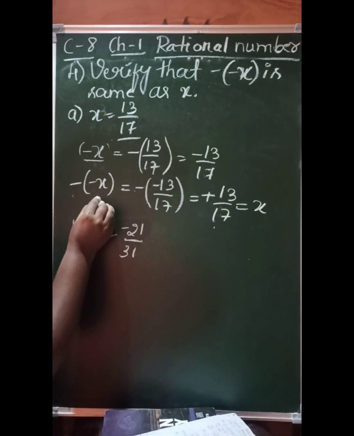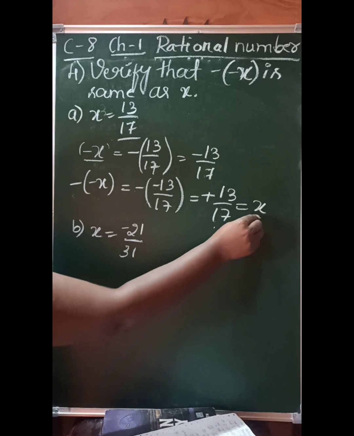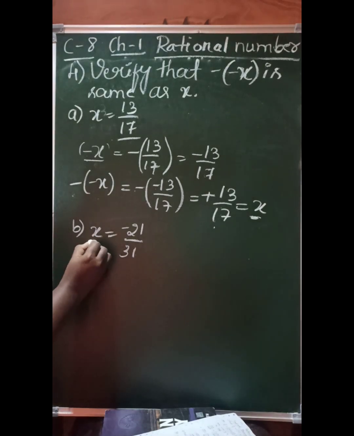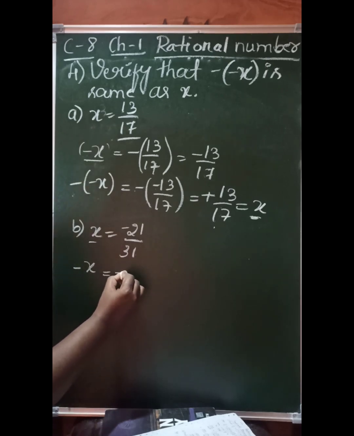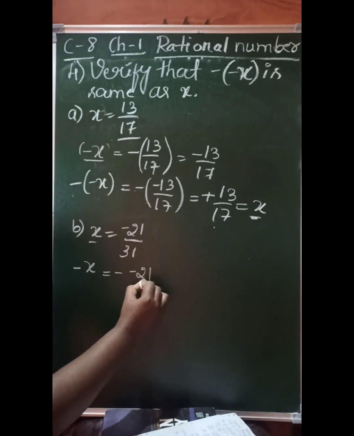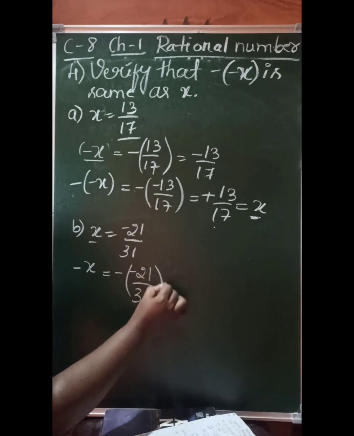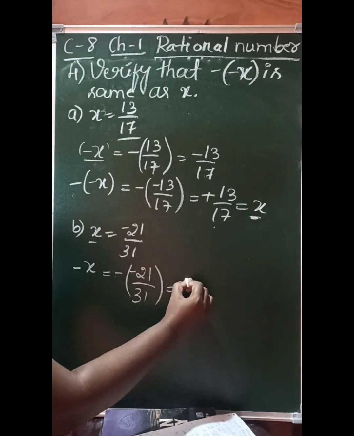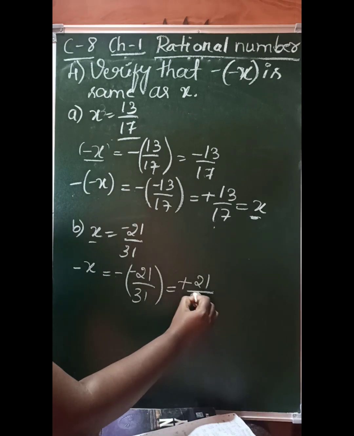Minus of minus x is equal to the value of x. Step by step you have to do, then you will get the answer. Now try to solve the B1. Already x they given, that is minus 21 by 31. Now in the first step you have to multiply minus to x. Here also multiply. So already minus 21 by 31 is the problem what they given. Okay. Now minus into minus plus, plus 21 by 31.